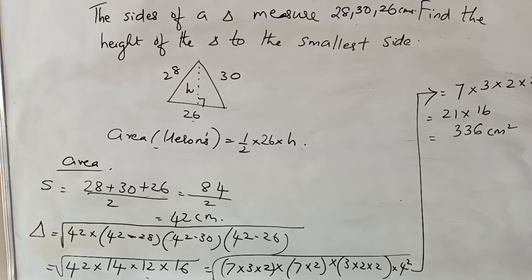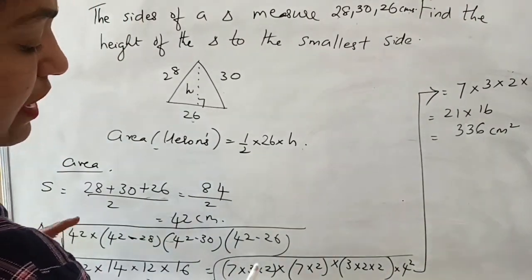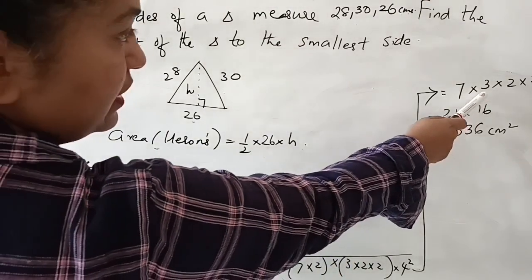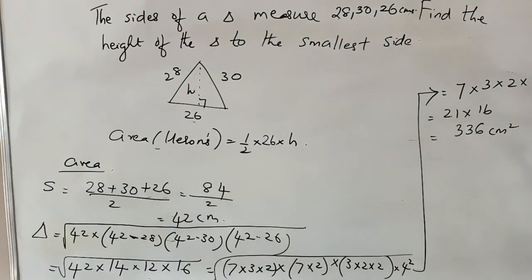Now here I have found out the semi-perimeter, which is 84 by 2, which is 42 centimeters. Then I have found out the area by using Heron's formula. You can see that I have split up each term into its prime factors here itself instead of multiplying all the terms and then finding out the square root. I will be taking out a single term for every two terms that I am finding. So here I will be getting the area as 336 centimeters square.